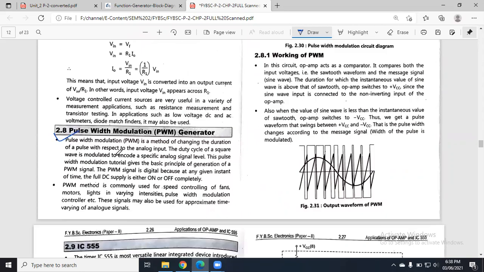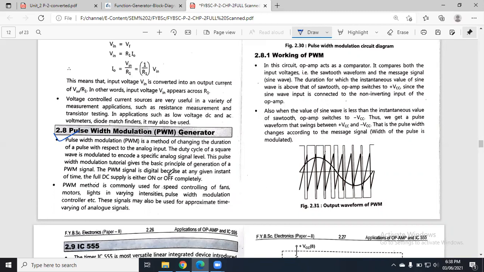This method changes the duration of the pulse with respect to the analog input, whatever analog input you have provided to your op amp. The duty cycle of the square wave is modulated to encode a specific analog signal level. This pulse width modulation tutorial gives you the basic principle of generation of a PWM signal. Pulse width modulation is abbreviated as PWM.